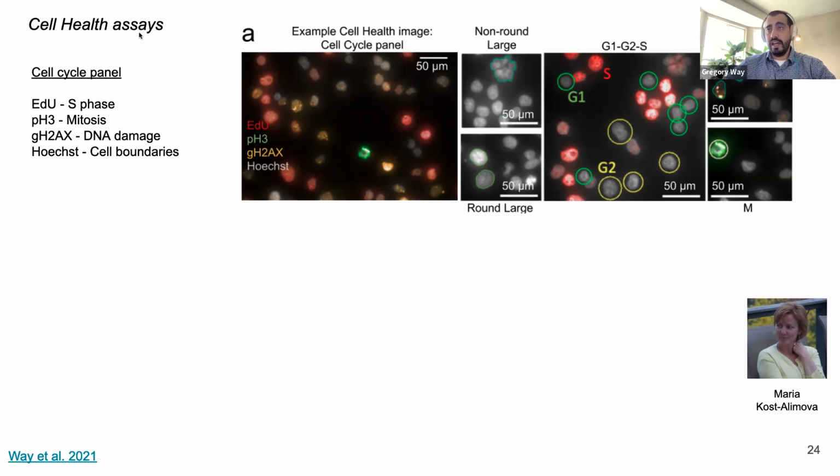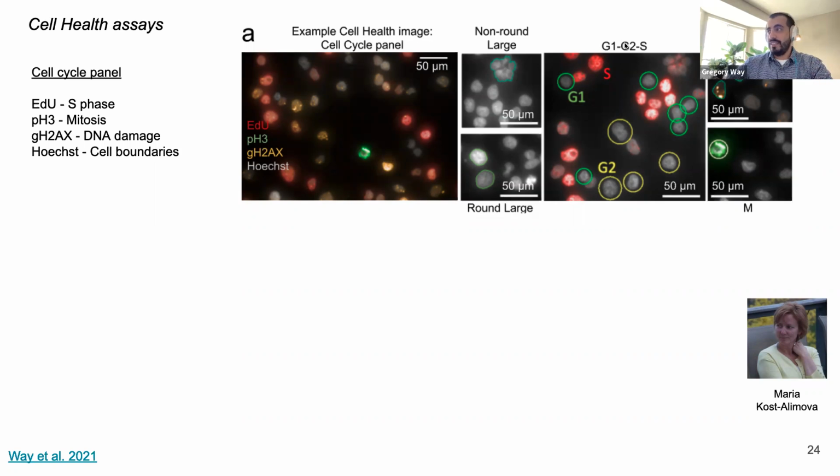These cell health assays are collected in two separate panels. In the first panel, we collect EdU, which marks S phase cells, PH3, which marks mitotic cells, gamma H2AX, which reports on DNA damage, and Hoechst, which denotes cell boundaries. And so Masha is performing an image analysis pipeline on these data, essentially a series of semi-automatic gating strategies, to separate non-round large cells or regular cells, and round large cells.